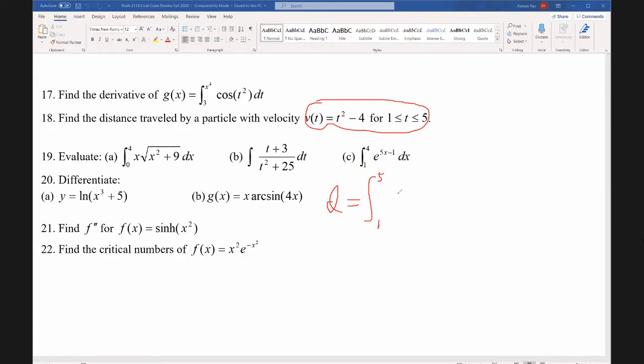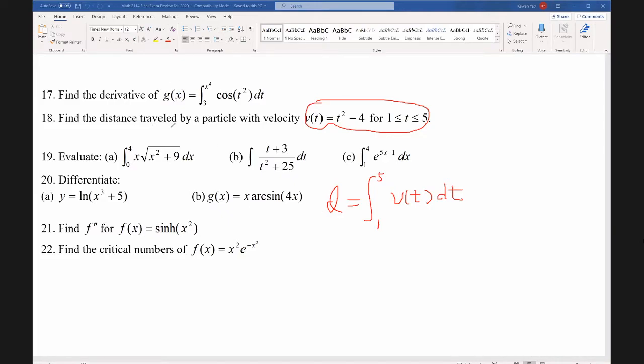And velocity v(t) dt, right? This is the distance formula from the physics, right? Distance is the integration of the velocity, right? Or you can say the antiderivative of the velocity, because this is definite, right? So from 1 to 5. Okay, it's from 1 to 5.